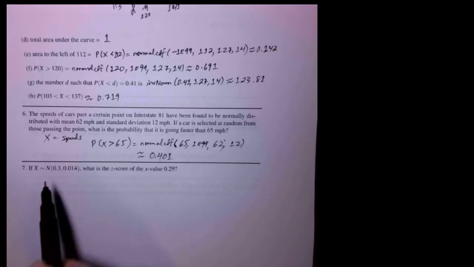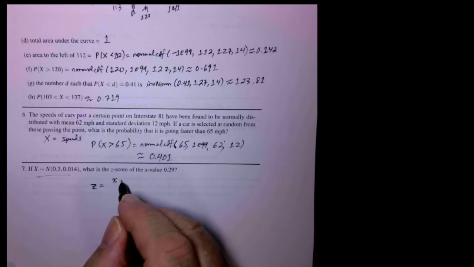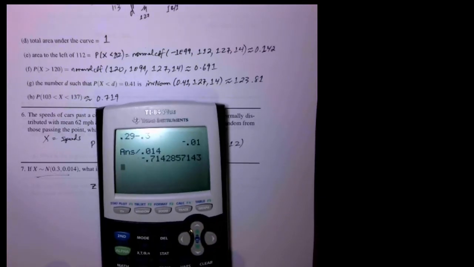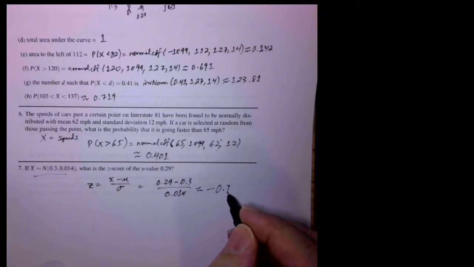Okay. If x is normally distributed with mean 0.3 and standard deviation 0.014, what's the z-score of the x value 0.29? Well, this is just the z-score formula, nothing magic in here. You have to be able to do that to do most of these problems. The z-score formula is z equals x minus mu over sigma. So in this case, that is 0.29 minus 0.3 over 0.014. 0.29 minus 0.3, that's a pretty easy one to do in your head. And then divided by 0.014, looks like around negative 0.714. Okay, onward.